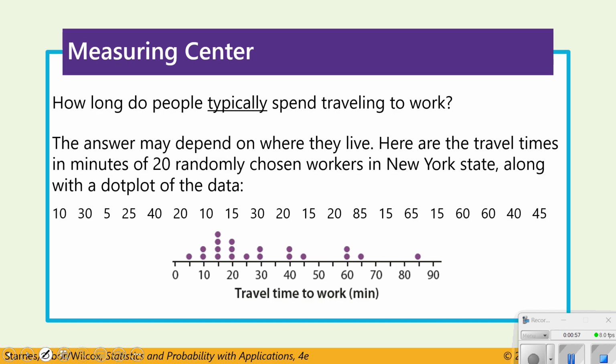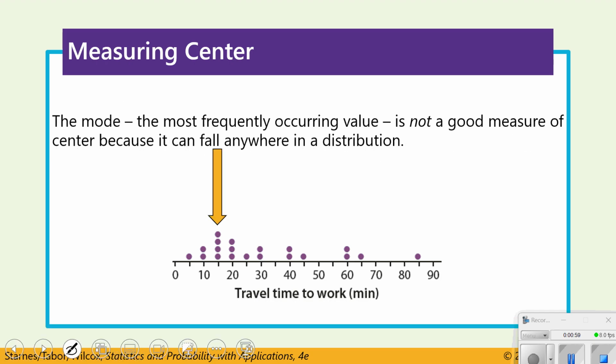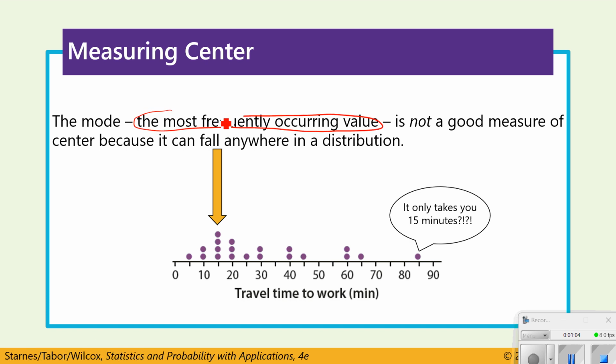And one of the measures that we're going to talk about is mode. Now, I'm sure you guys have talked about mode before. Mode is the one that most frequently occurs. So it's the one that shows up the most. Now, in this example right here, the mode is this guy right here. And it's not always a good measure of the center because it can fall anywhere in the distribution. So clearly, if the mode is down here around 15 minutes, that really doesn't represent the time very well of all of the commuters. 15 minutes is only representing the people in this area right here.